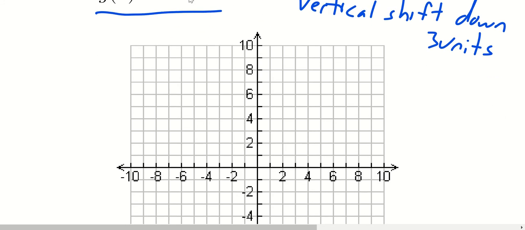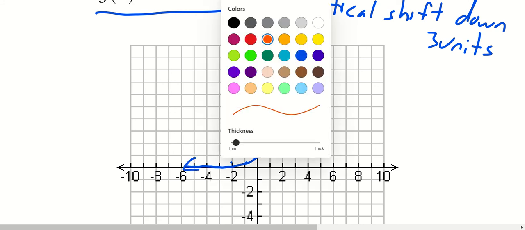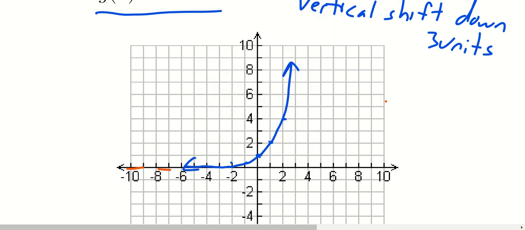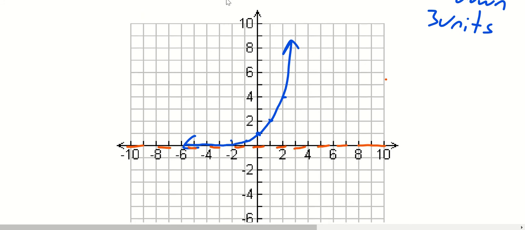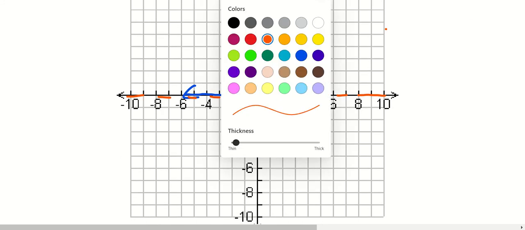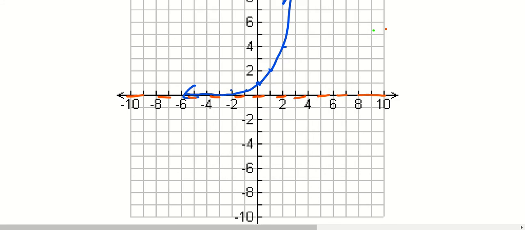So let's begin with the parent graph. Let's graph 2 to the x. We just did that a moment ago, so we know what that graph already looks like. Should look like this. It had an original horizontal asymptote at y equals 0. And now we're going to take each point that was on that graph and shift it down 3 units.